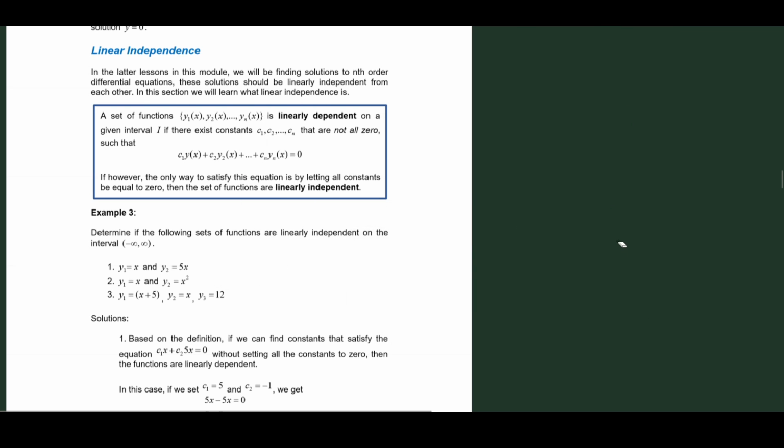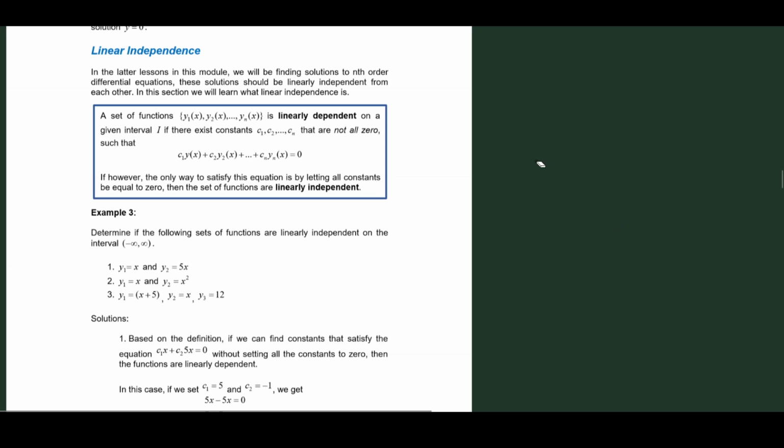Okay, hello everyone. Let us now discuss linear independence. It is important to know this concept because, as we will see later, the fundamental set of solutions for homogeneous equations is composed of functions that are linearly independent. Okay, so we will go through the definition and then we will do some examples.